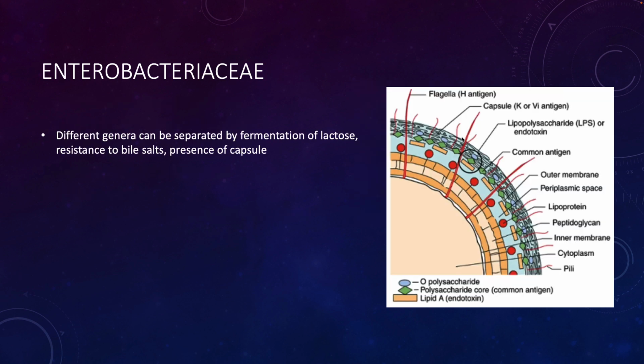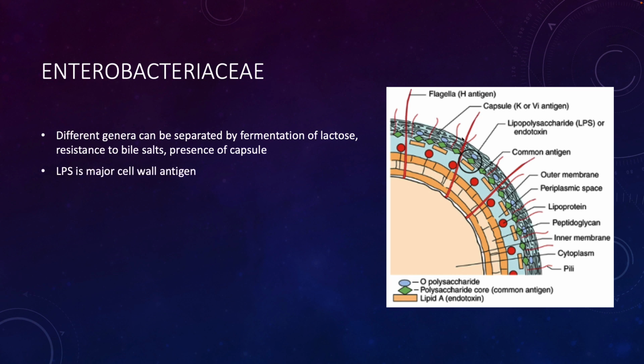Different genera can be separated by their fermentation of lactose, their resistance to bile salts, or the presence of a capsule. So, for example, these will all grow on EMB or MacConkey agar, but some of them ferment lactose, so they'll be one color. Some of them don't ferment lactose, so they'd be a different color. And then on EMB, E. coli is my favorite. It turns that metallic green.